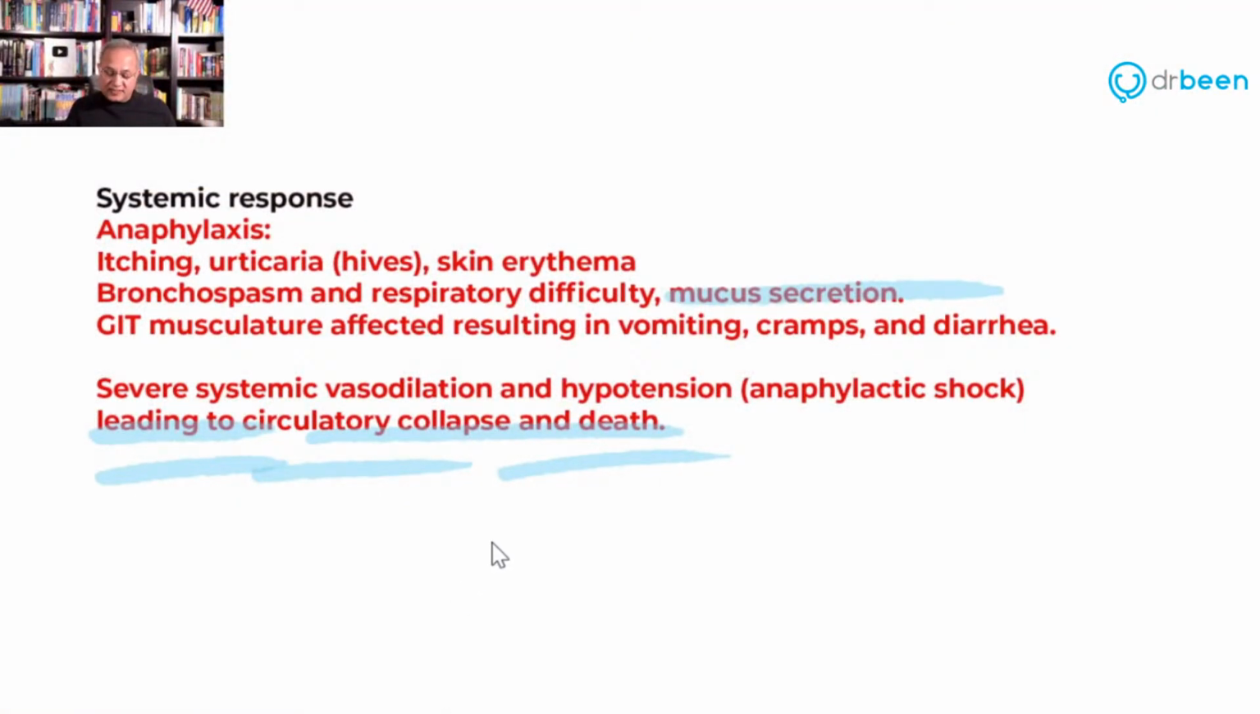So there is a systemic response. Systemic response means the whole body now has a problem, and that response is anaphylaxis. What would happen in that?